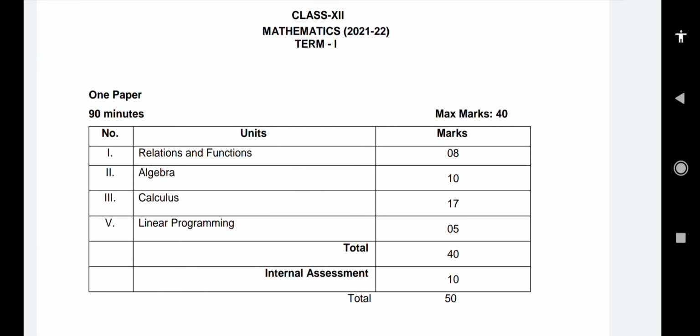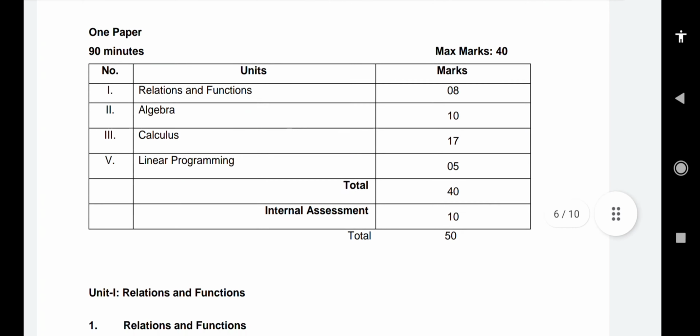So this book, I mean the first book, completely has term 1, and in term 2, I mean the second book, part 2, LPP, the linear programming. So these are the chapters in the term 1 syllabus. Now let us see the topics under these chapters.